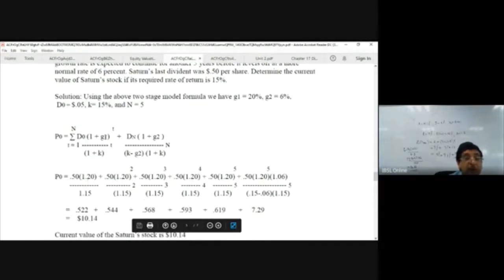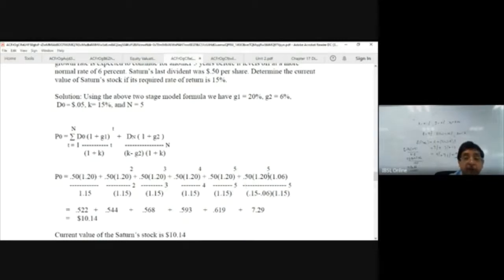Now, 20% is the growth rate, and 1 plus 0.20, that is 1.2, is the expression we have to multiply with 0.5. Next one is 0.5 into 1.2 to the power 2. Likewise, it goes up to 5. And it is to be divided by 1.15, 1.15 to the power 2, 1.15 to the power 3. Likewise, it goes up to 1.15 to the power 5.